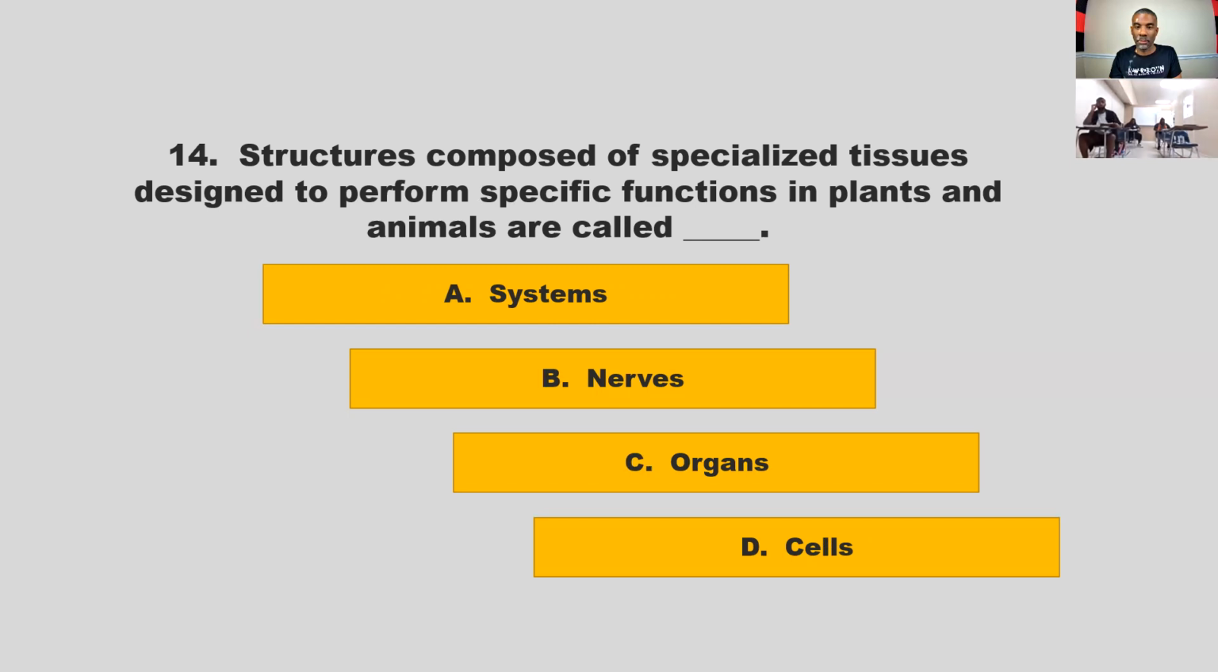C. Structures composed of specialized tissues designed to perform specific functions in plants and animals are called, is it? It's C. It is, they're called organs.